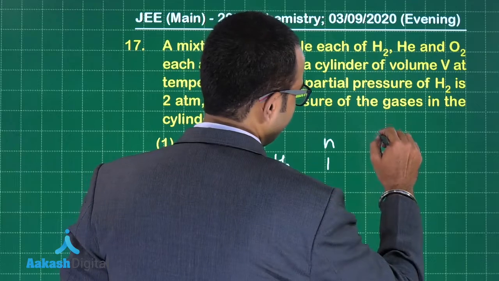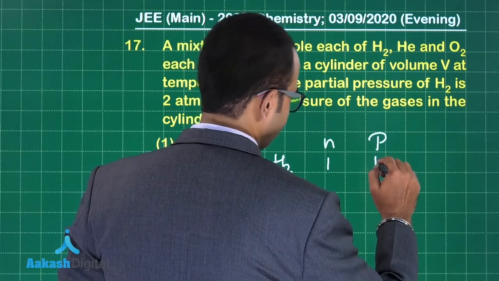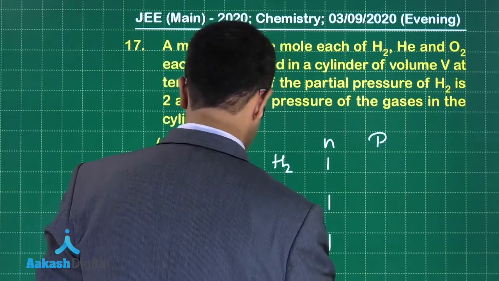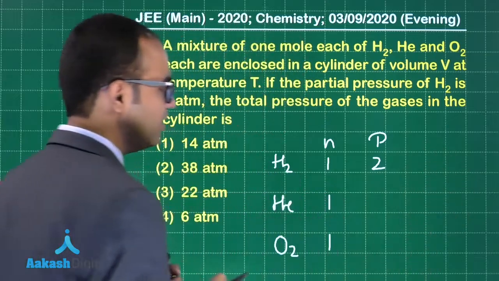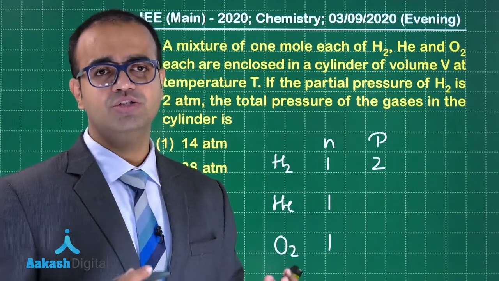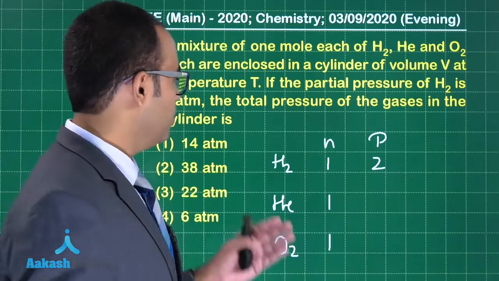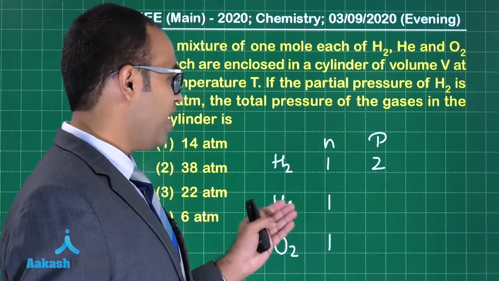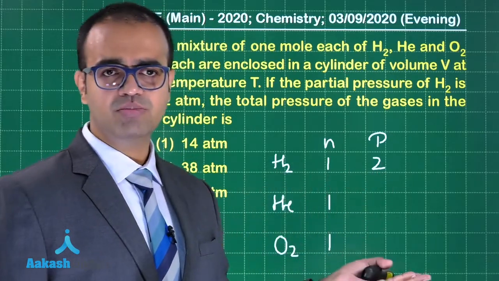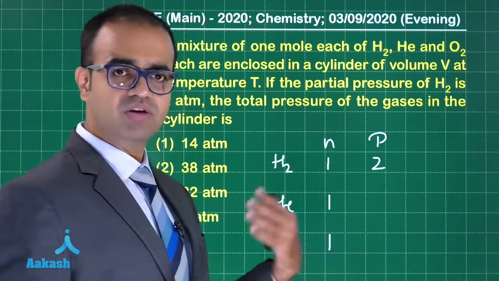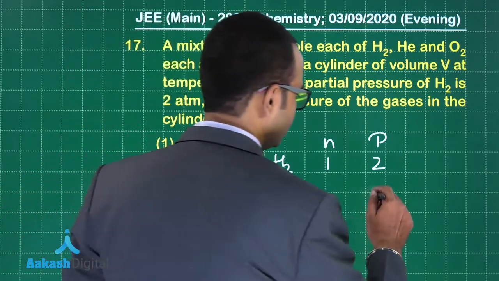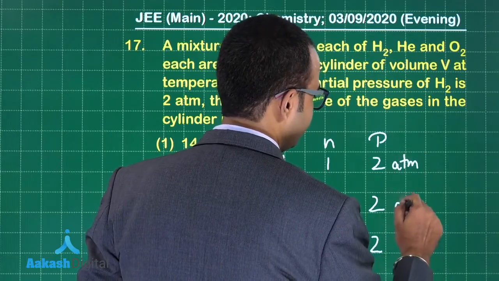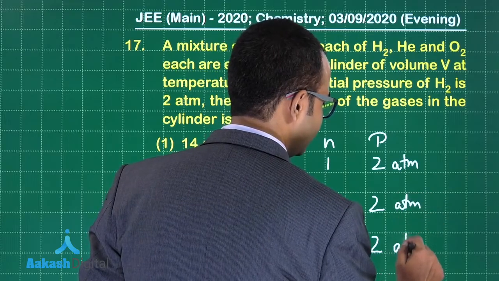What they have given? Pressure is 2 atmospheres for hydrogen, right? If I'm talking about the same conditions of temperature and volume, so if 1 mole of hydrogen has a pressure of 2 atmospheres, then 1 mole of helium will also have a pressure of 2 atmospheres. 1 mole of oxygen will also have a pressure of 2 atmospheres, right? So pressure of both will be 2 atm and 2 atm.